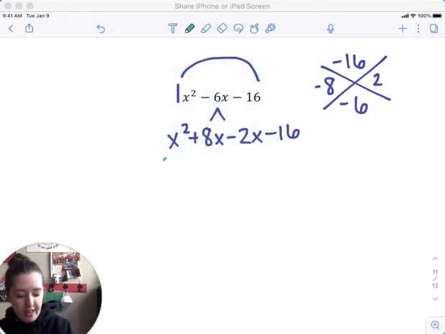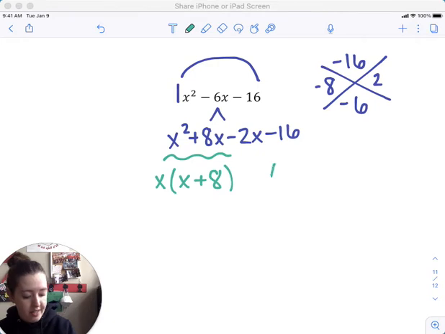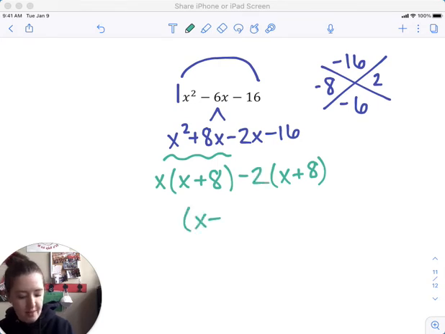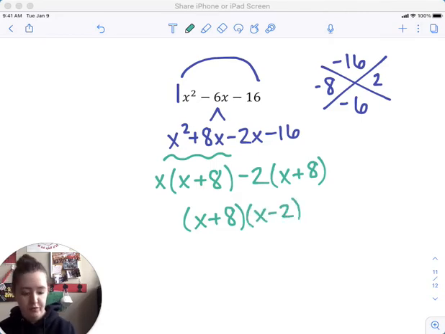We'll look for the greatest common factor of our first two terms. The greatest common factor of x squared and 8x is x. X squared divided by x is x, plus 8x divided by x is 8. We know we want these sets of parentheses to match at the end, so what do I have to divide negative 2x minus 16 by to get positive x plus 8? Negative 2. So we'll factor out what they have in common, that x plus 8, and we're left with the stuff on the outside, x minus 2.